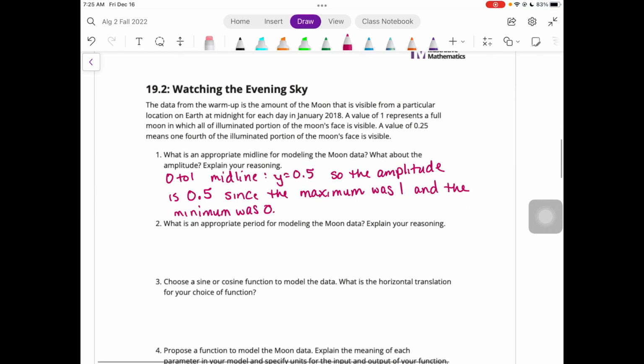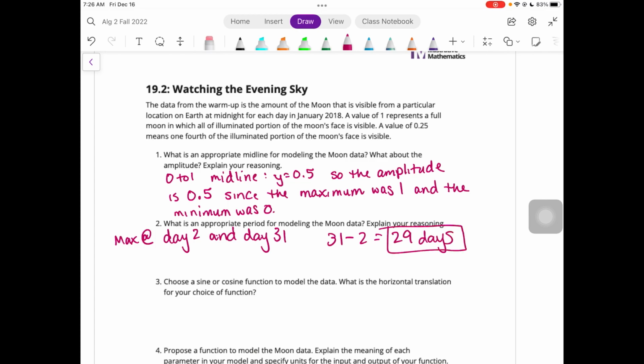All right, so max at day 2 and day 31. So 31 minus 2 is 29 days. So the period would be 29 days.